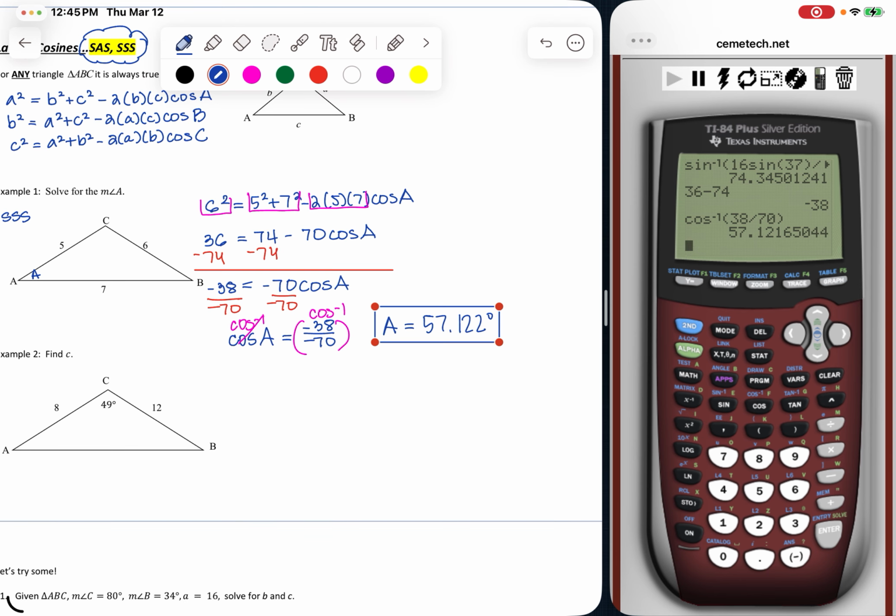One thing that I know about this is that my answer couldn't be obtuse. So if I would have gotten an obtuse answer, how would I get an obtuse? Let's say I did cosine inverse of negative 38 divided by, and I forgot the negative on my 70, like I got 122.878, right? I know that's not right. How do I know that's not right? Because 7 is my biggest side, so C has to be my biggest angle. There can only ever be one obtuse angle in a triangle. So you can sometimes catch mistakes if you're making them.